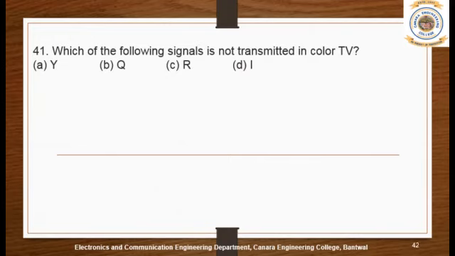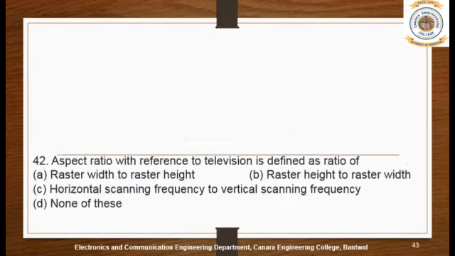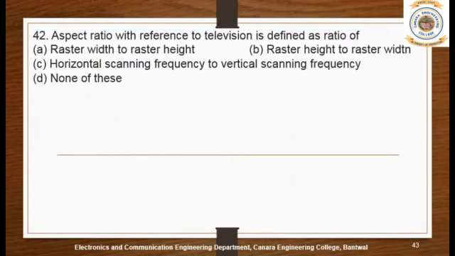Then which of the following signals is not transmitted in a color television? So normally, if I go with the Y, Q and I, Q and I are the elements which are used in video compression standards. So I frame and Q frames are used in television or video standards, whereas Y is also used as a part of the signal. R cannot be used anywhere, so it is not transmitted in a color television. So that is R.